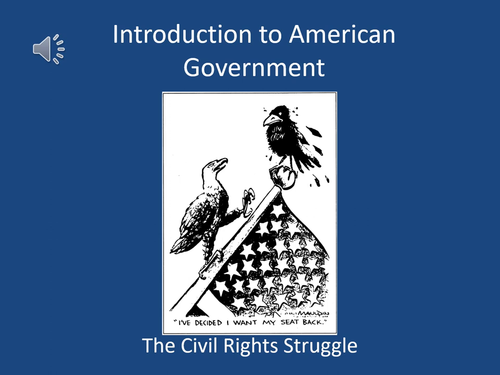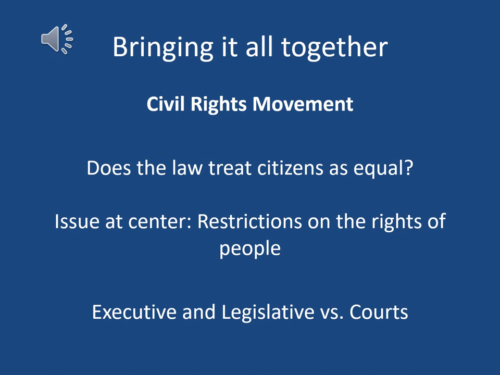The civil rights movement essentially centered on a simple question: does the law treat citizens as equals, or does it discriminate based on categories that are not legally accepted? The issue at the center were restrictions on the rights of people, specifically restrictions on the rights of African Americans. And at the center of this was a conflict that pitted on one side the executive and the legislative branch versus the judicial branch, okay?